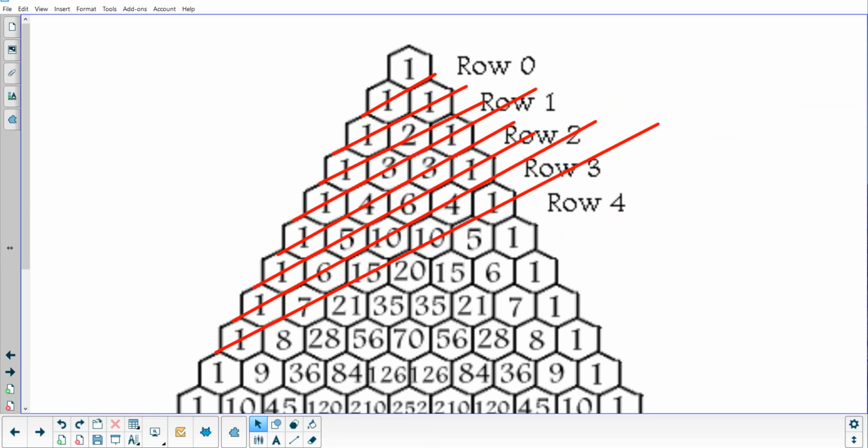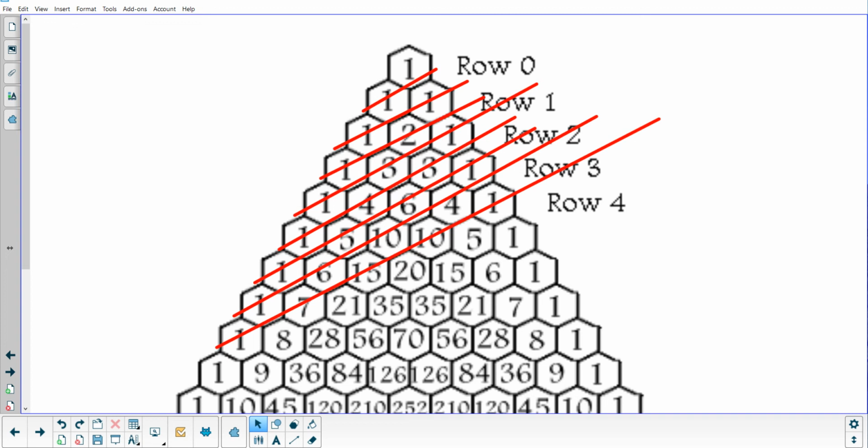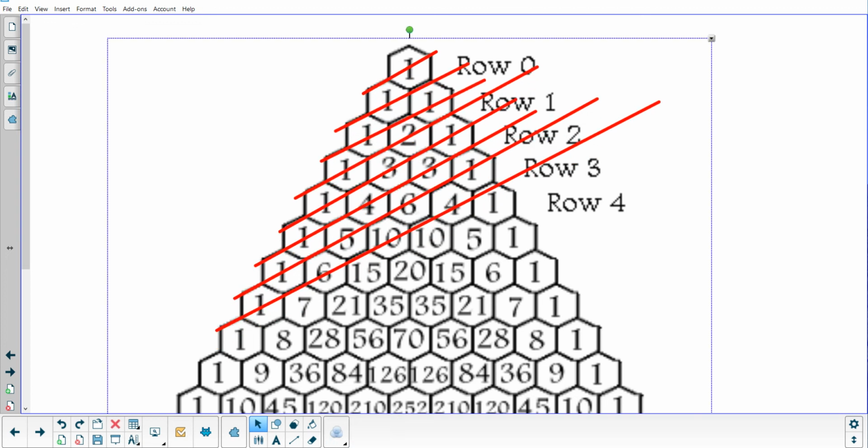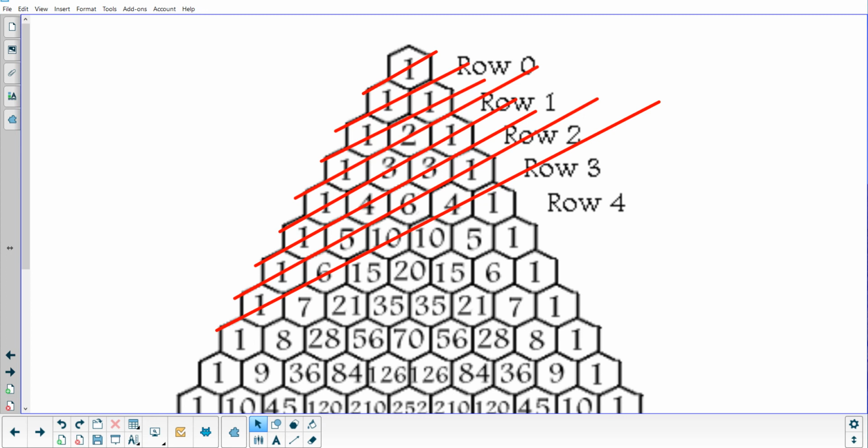I'm going to place them right there. What I want to do is add up the numbers. Actually, I think I need to move it up 1. There you go. Add up the numbers that it goes through on the diagonal.